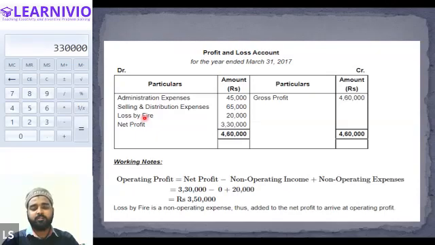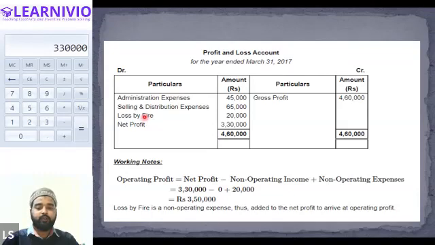But if there is a loss incurred on account of fire, so loss on fire is basically non-operating. Obviously this is an expense. If stock is getting destroyed by fire, obviously it is an expense. But this expense is not directly related with our operations. This will not be treated as our operating expense. So therefore, it will be a non-operating expense.